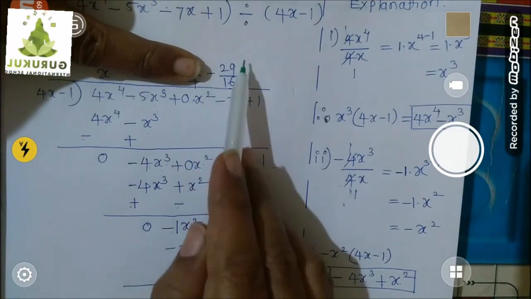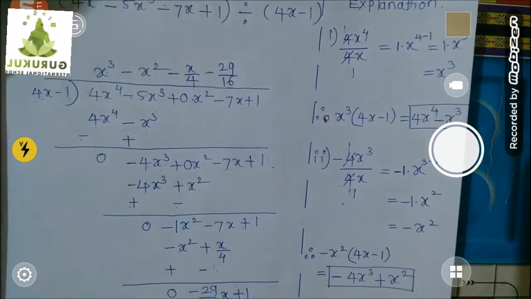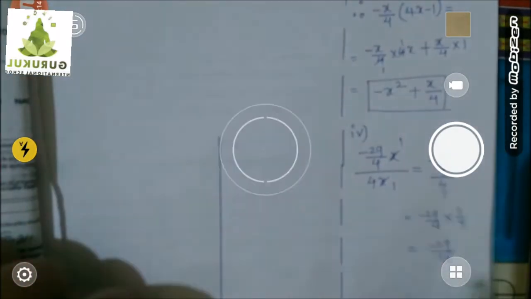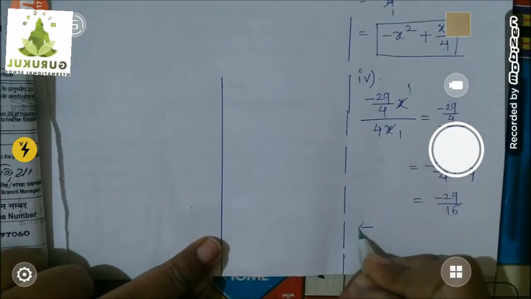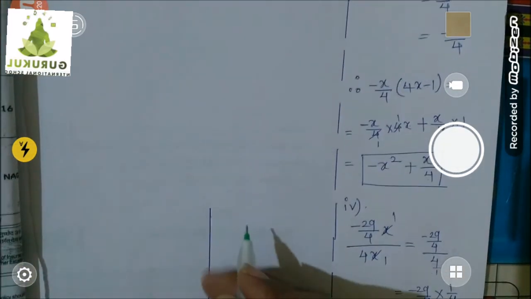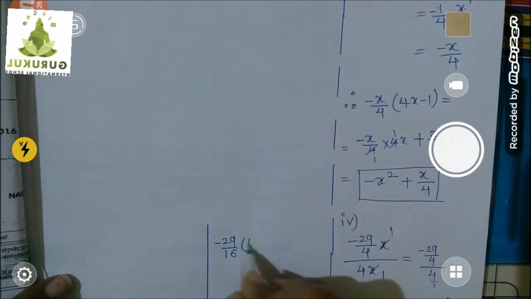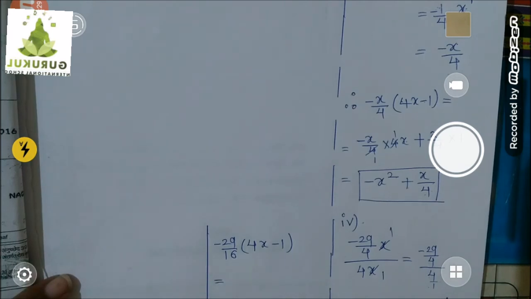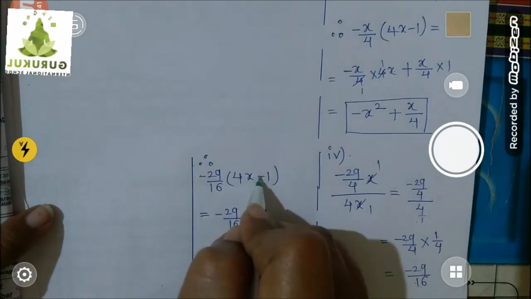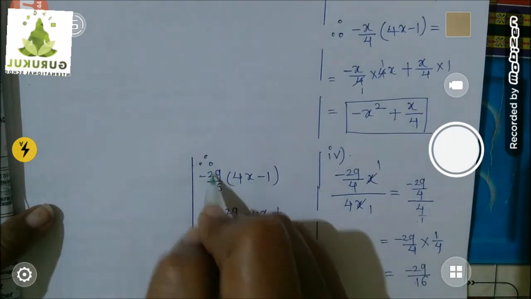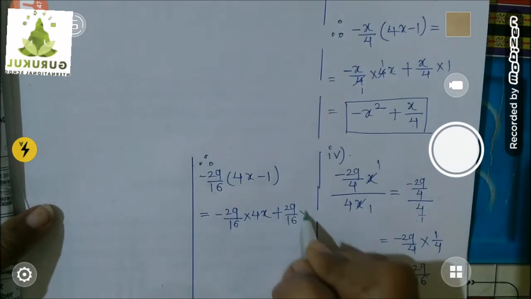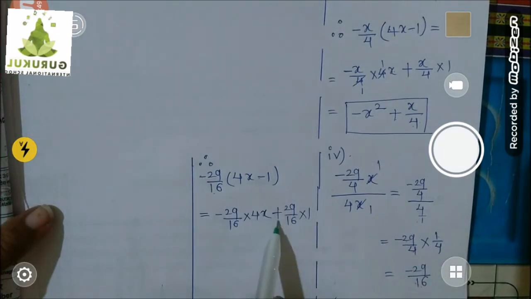So let's multiply minus 29 upon 16 multiplied by 4x minus 1. Children, here space is not available, so I am making the arrow sign and doing it over here. So let's do it. Minus 29 upon 16 multiplied by 4x minus 1. Here I will put the therefore sign. So now let's separate it. Minus 29 upon 16 into 4x. Now minus into minus is plus, so I will write plus. Now 29 upon 16 into 1. Remember, minus into minus becomes plus.